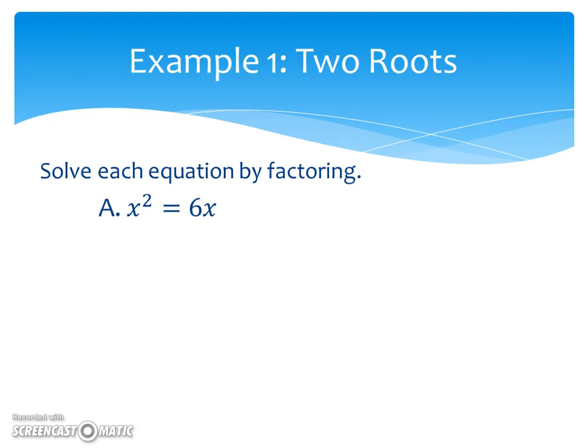So in our example, we have x squared equals 6x, that's our original equation. We're going to subtract 6x from each side to get everything over to the left. Then we're going to factor out the x to get x times x minus 6. Then we're going to use the zero product property, which means we can separate them and set them each equal to 0. And then we can solve the equation.